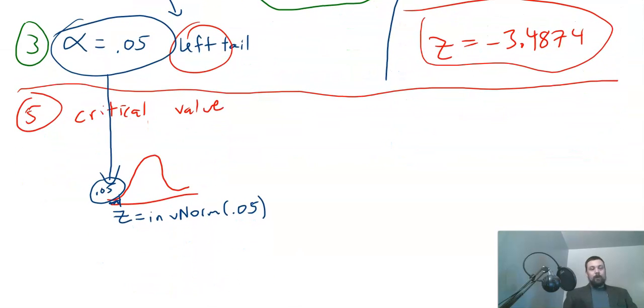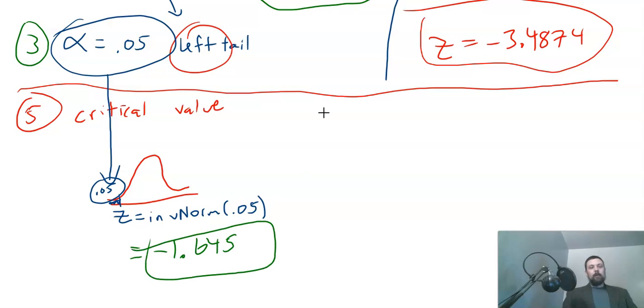Right, inverse norm, 0.05, that's the area to the left. And you don't need a degree of freedom for inverse norm. Let's plug that in. Inverse norm, 0.05, and we get negative 1.645. Just go 3 decimal places. All right, and that's it. There's one critical value this time.